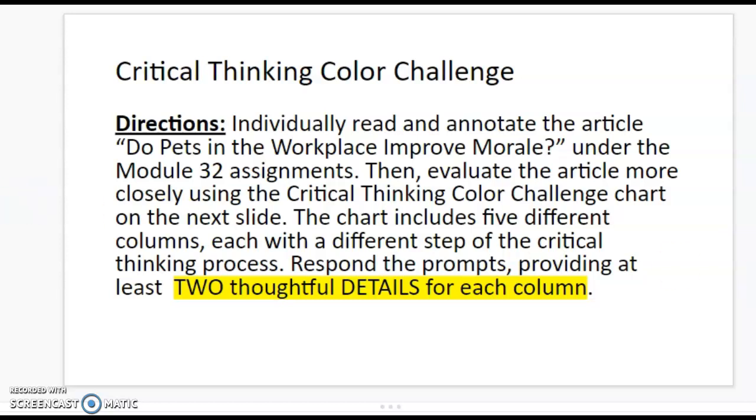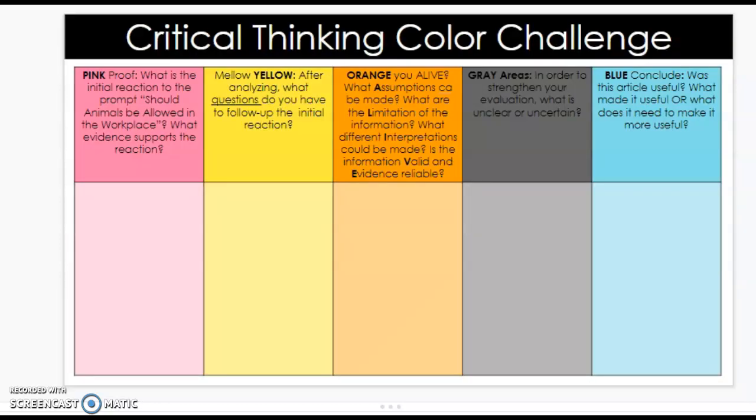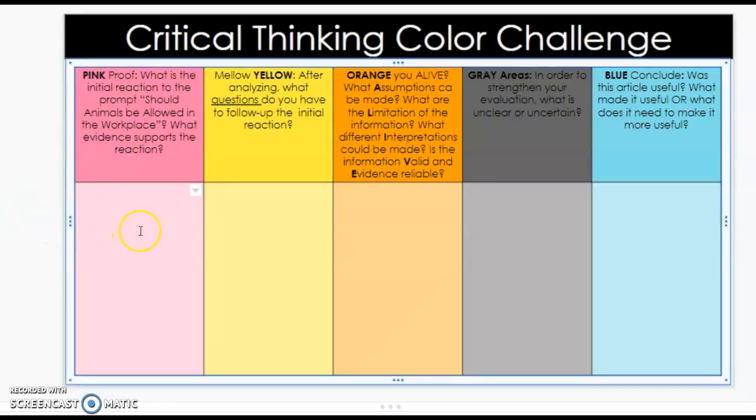On the next slide, the chart includes 5 different columns, each with a different step of the critical thinking process. So you'll respond to the prompts and you need at least 2 thoughtful ideas per column. So for pink proof, what is the initial reaction to the prompt? Should animals be allowed in the workplace? What evidence supports the reaction? I left that open because you might do your initial reaction or you might do the initial reaction of the author. I would think by now you're leaning more towards the author since we already talked about your initial reaction. And remember, argument is not about your opinion or your reaction. It's about what can be supported by really solid evidence.